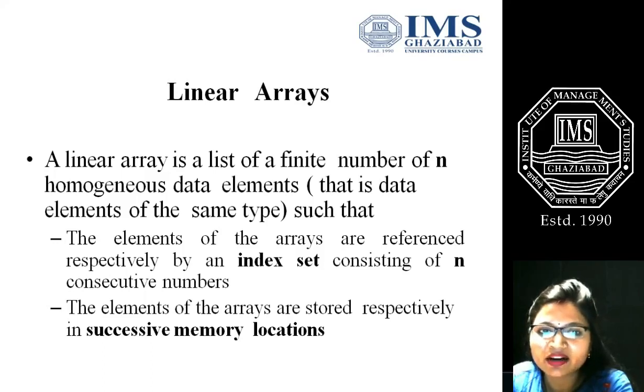The elements of the array are referenced respectively by an index set consisting of n consecutive numbers. Since if we are defining any list, we will take the serial number of each and every element in the list. Same is the case with an array. So if you are writing some elements in the array, we will refer to them by their index number: 0, 1, 2, 3. These are integer numbers, and we call it the index set. By default the index set starts with 0, but explicitly you can start with 1, 2, or whatever integer number you want.